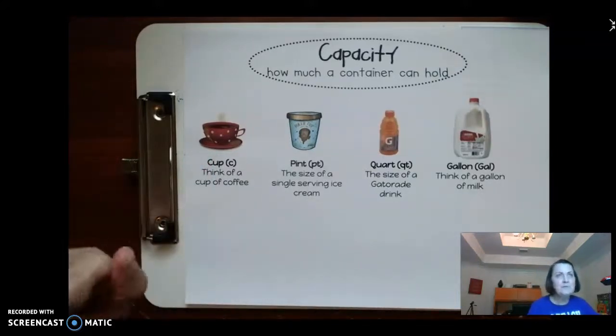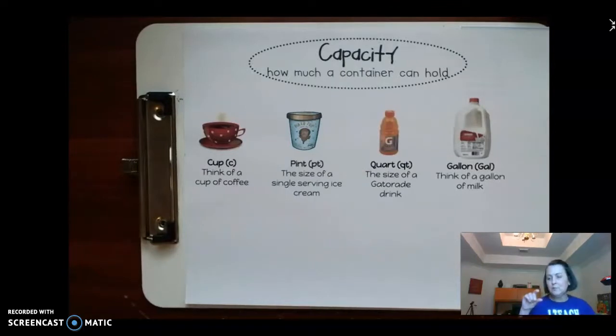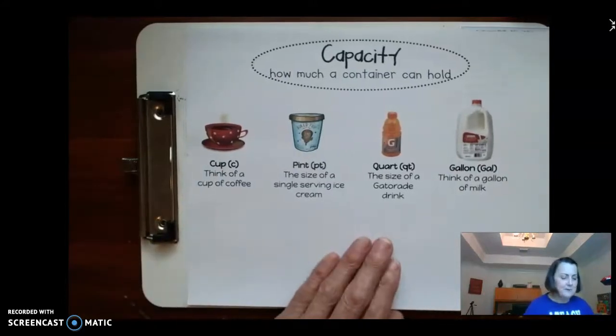So when you think of a fluid ounce, think of one of those trial size shampoos. Like if you go to a hotel, they give you a little thing of shampoo for staying at their hotel. And there's really not very much in it. That's called a fluid ounce, all right?